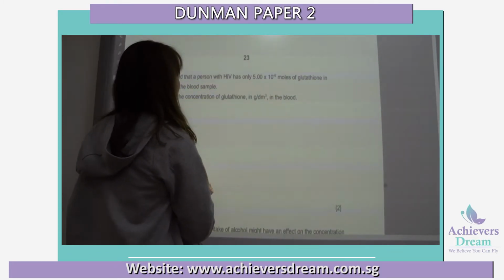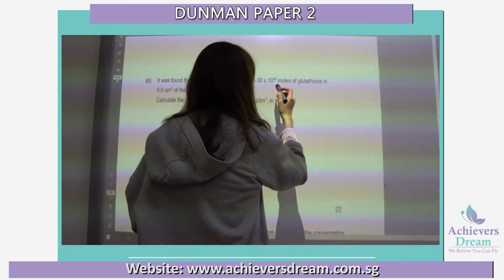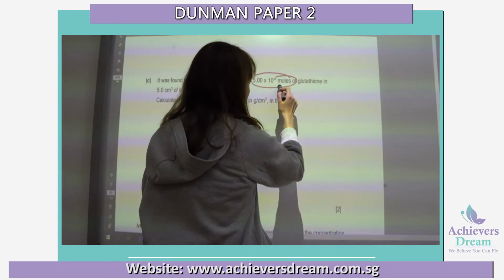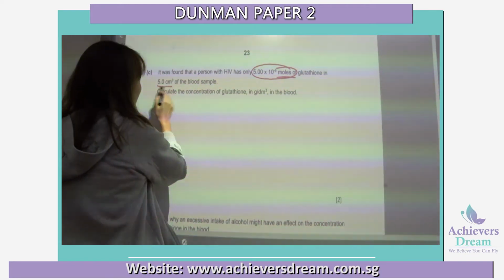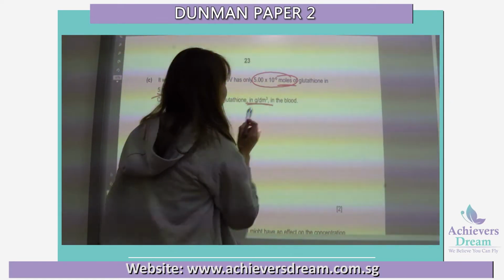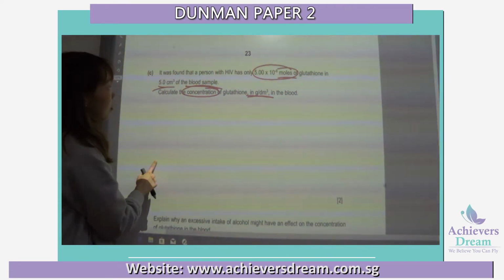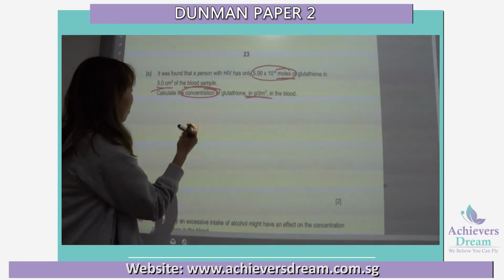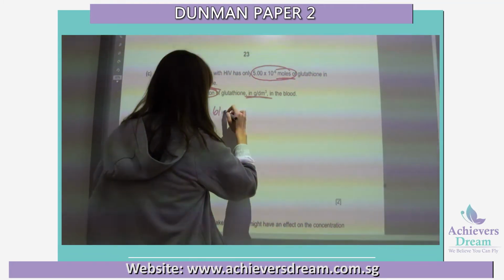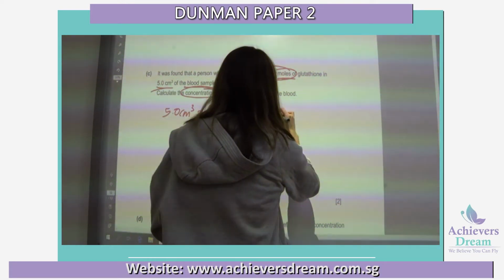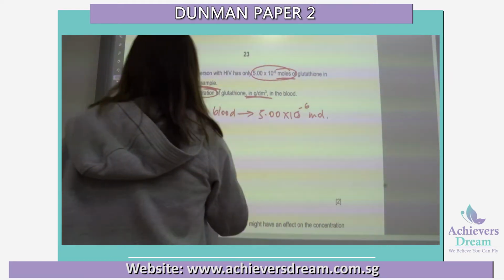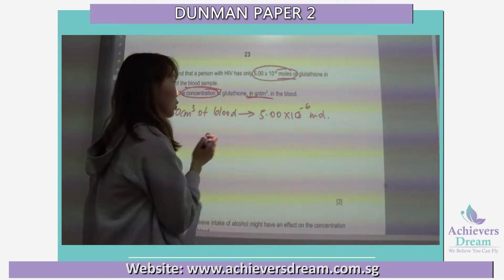Now for part C, it was found that a person with HIV has only 5 × 10^-6 moles of glutathione in 5 cm³ of the blood sample. They want you to calculate the concentration in terms of gram per dm³ in the blood. So how do we work this out? From the question, in 5 cm³ of blood, there is 5 × 10^-6 moles, correct?